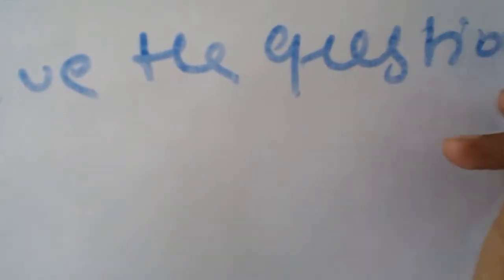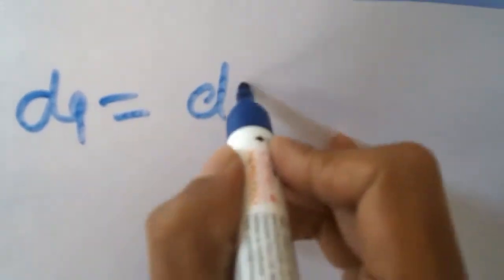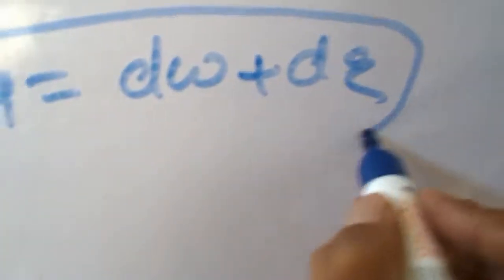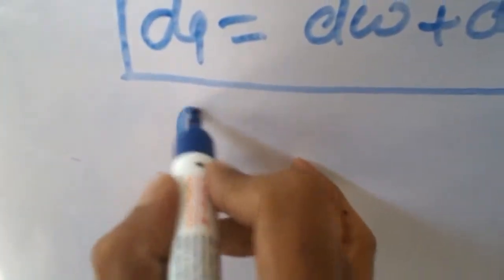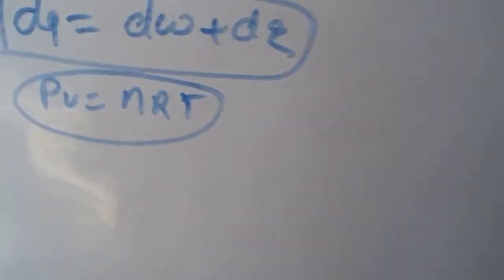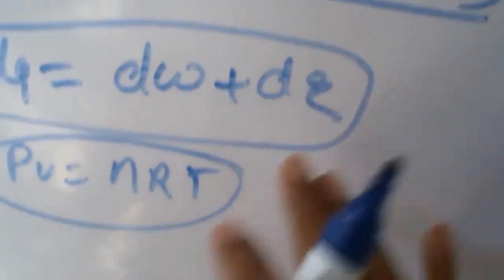And when I say thermodynamics, there is something which cannot be forgotten. For example, the first law of thermodynamics. Nobody can forget the first law of thermodynamics. What is the first law? dQ is equal to dW plus dE. Nobody can forget this law. Nobody can forget that this equation PV is equal to nRT for an ideal gas. So we try to solve all the questions with the help of only these three.